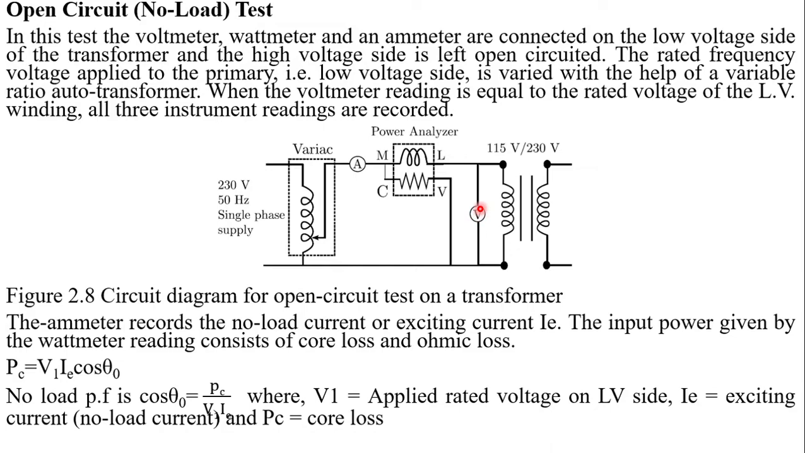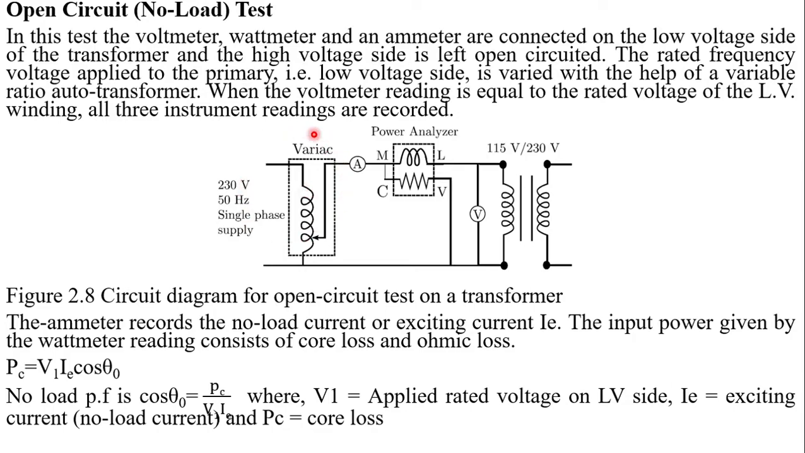Here is a voltage transformation ratio, and here is a step up transformer, and here is the low voltage side, and here is the high voltage side. So all the measuring instruments, ammeter, wattmeter, and voltmeter, are connected on the low voltage side, and the high voltage side is left open. The voltage applied to the primary, that is the low voltage side, is varied with the help of a variable or ratio auto transformer.